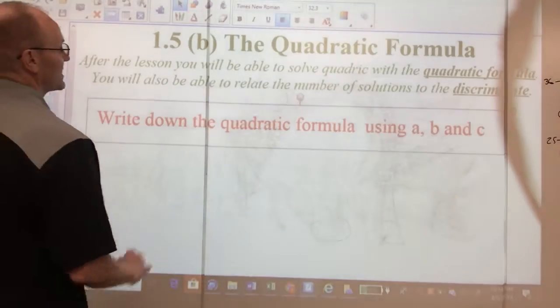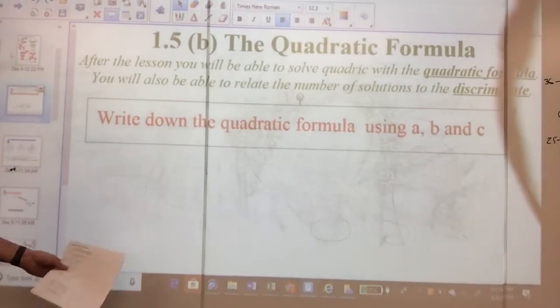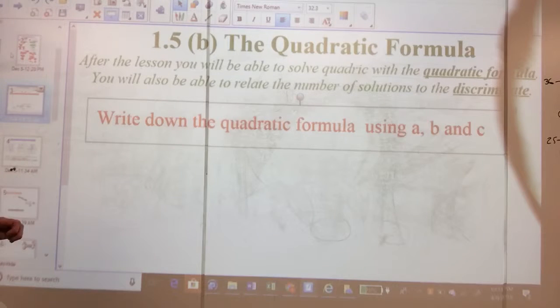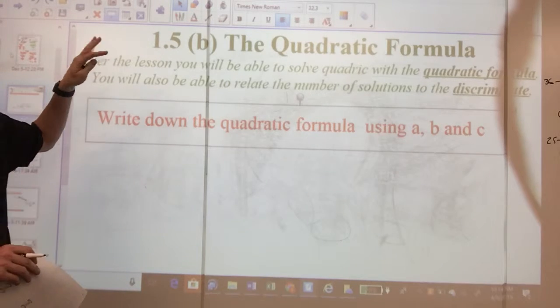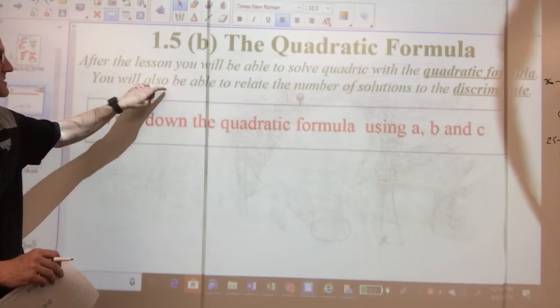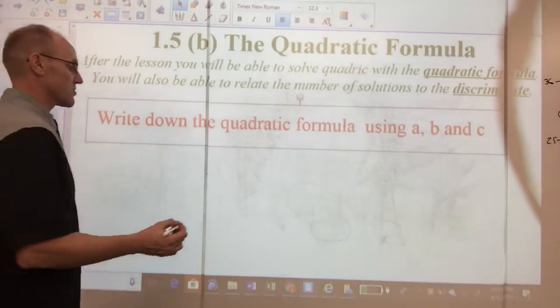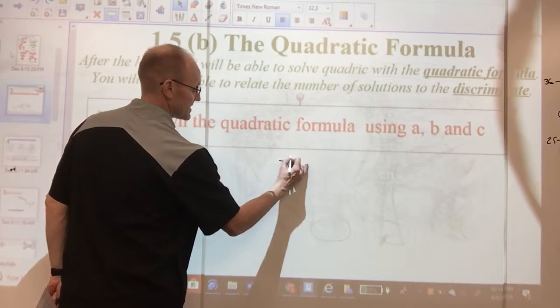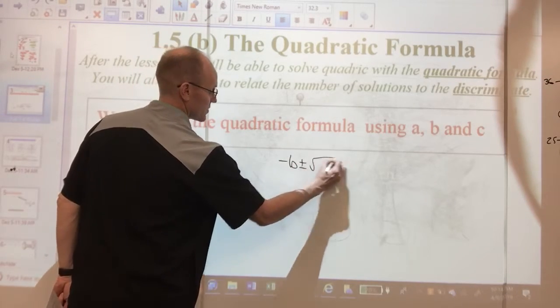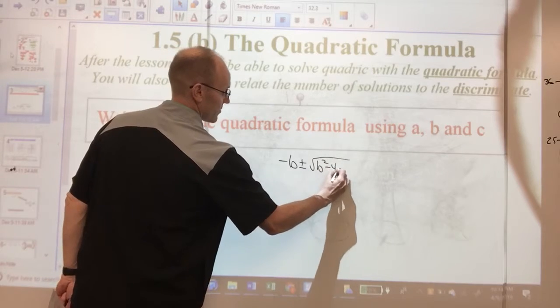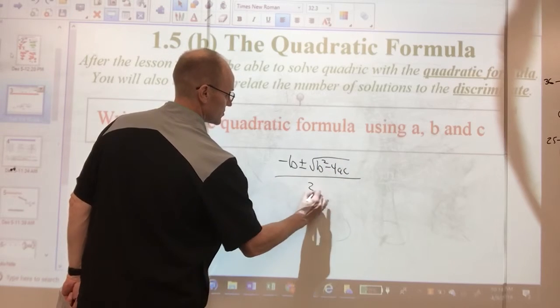All right, finally, we're getting to what the quadratic formula is. Okay? Now, the quadratic formula, we're going to look at two different things. First of all, after this lesson, we're going to specifically look at the discriminant, and then we'll look at using the quadratic formula. So the quadratic formula is opposite of b plus or minus the square root of b squared minus 4ac all over 2a.